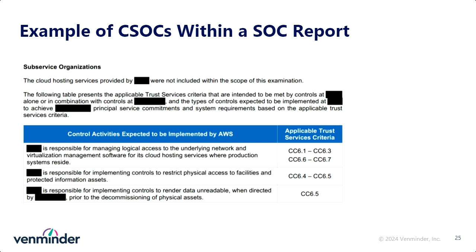So this here is an example of CSOCs within a SOC report, specifically a SOC 2 report. So ultimately what the vendor is doing here is laying out some controls that they would expect to be implemented by the subservice organization in order to meet the applicable trust service criteria mentioned in the second column. It calls out that the subservice organization is not within the scope of the examination, which means it was carved out of the SOC audit.